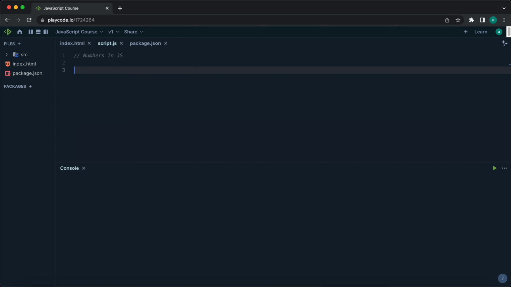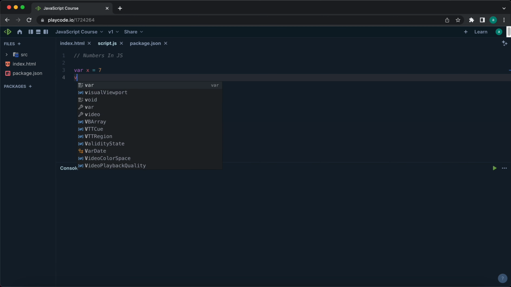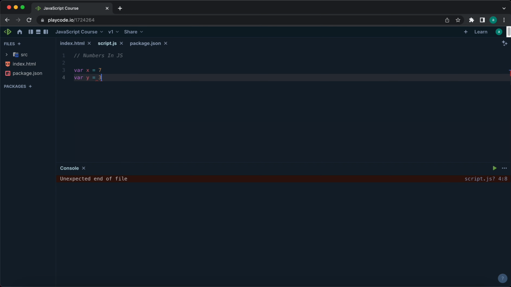Let's create a variable, var x = 7. Okay, 7 is a number. Let's create another variable called y = 3. 3 is a number. So what is the value of x? The value of x is 7, and this 7 is a number.